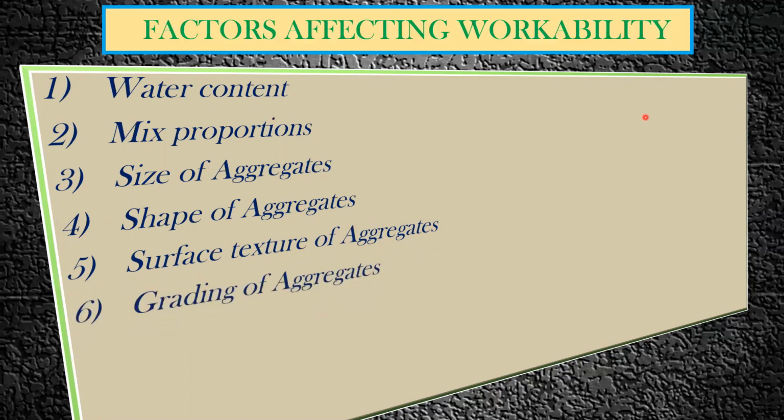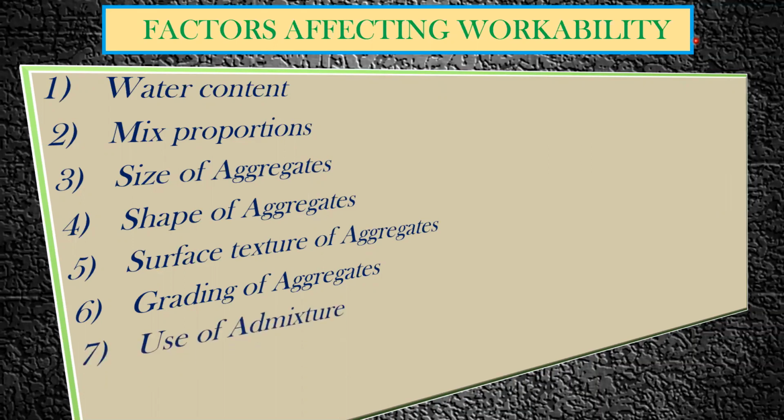So next is grading of aggregate. Also we have seen we have gap graded and we have uniform graded, right? And we also have a well graded. A well graded is one where the voids are very less. So again, it depends on grading of aggregates.